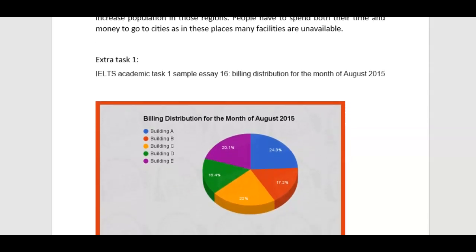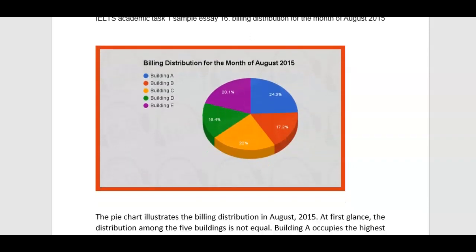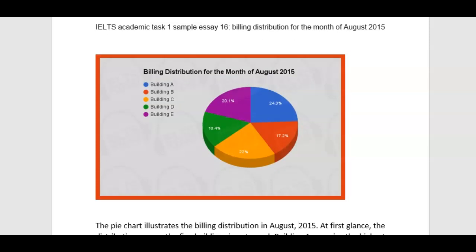All right, let's take a look at this one. This is billing distribution. Okay. Billing distribution for the month of August 2015. Okay, let's see what happens here.